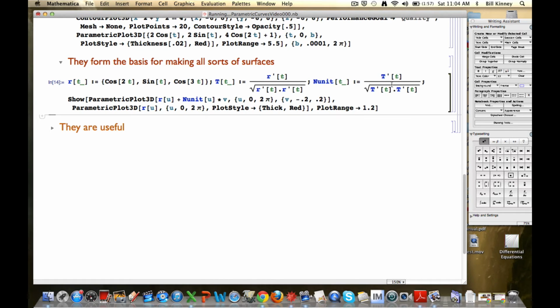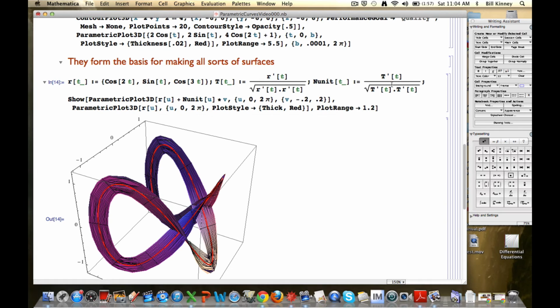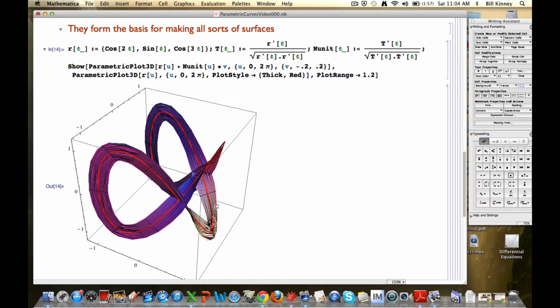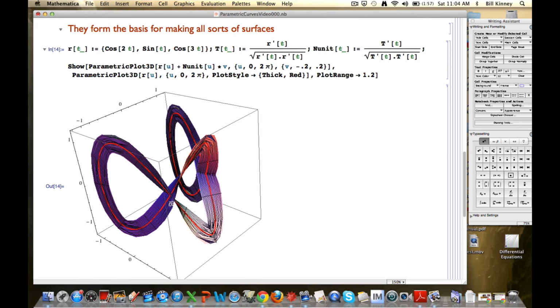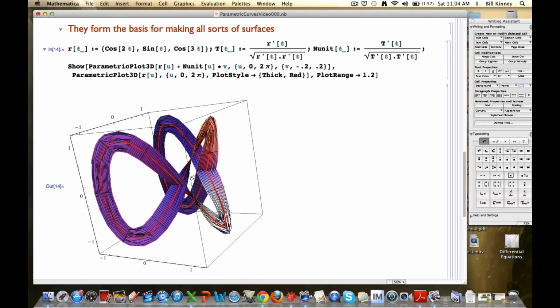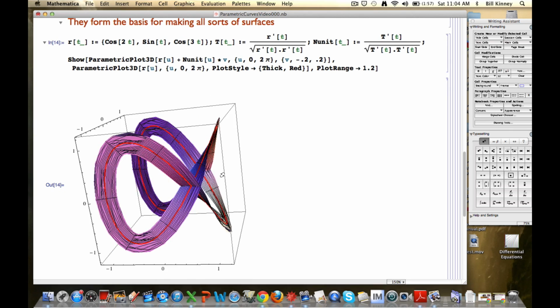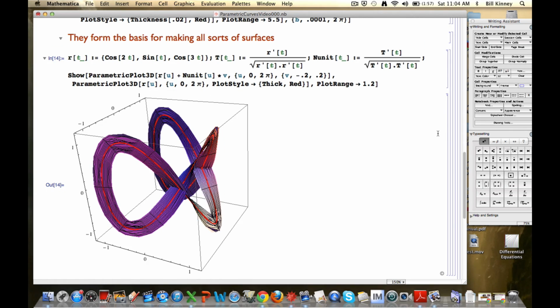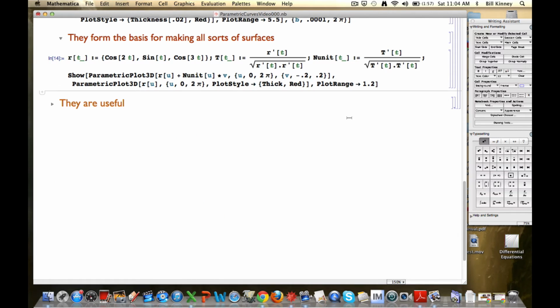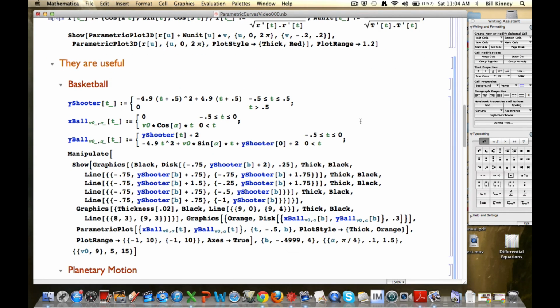They also form the basis for forming other kinds of surfaces. This kind of surface is interesting. I made this by using a parametric curve and using what are called normal vectors to the parametric curve to generate this surface, which kind of looks like a duck quacking or something. Kind of an interesting looking thing. Parametric curves are useful as well.